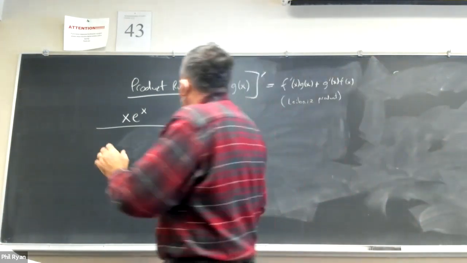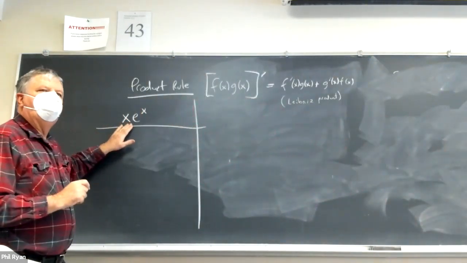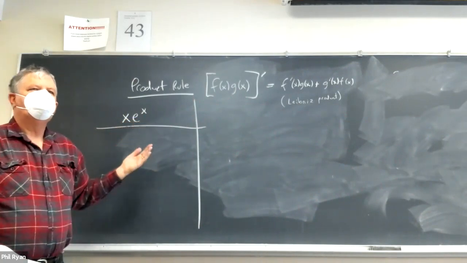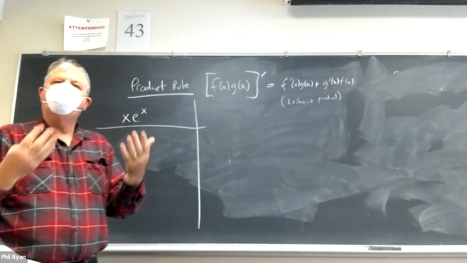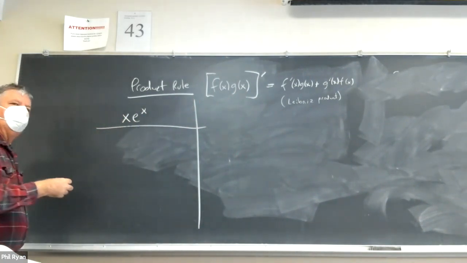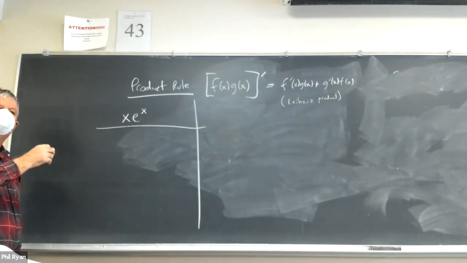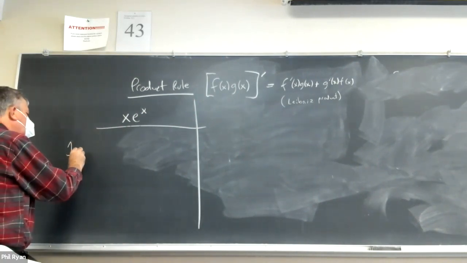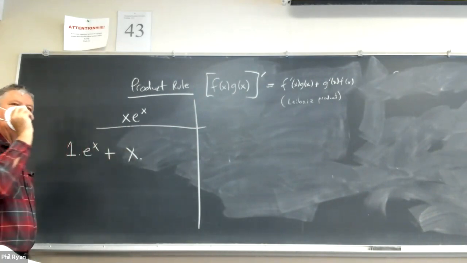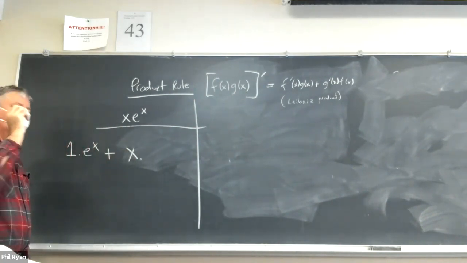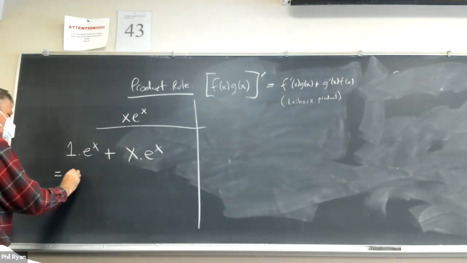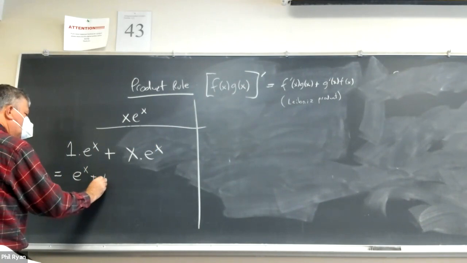So the thing is, we know how to take the derivative of x, we know how to take the derivative of e to the x, and they're put together by a product. So therefore we know how to do this. Okay, so the derivative of x times e to the x, plus x times the derivative of e to the x, e to the x. And then the last thing is just the tidying up stage.